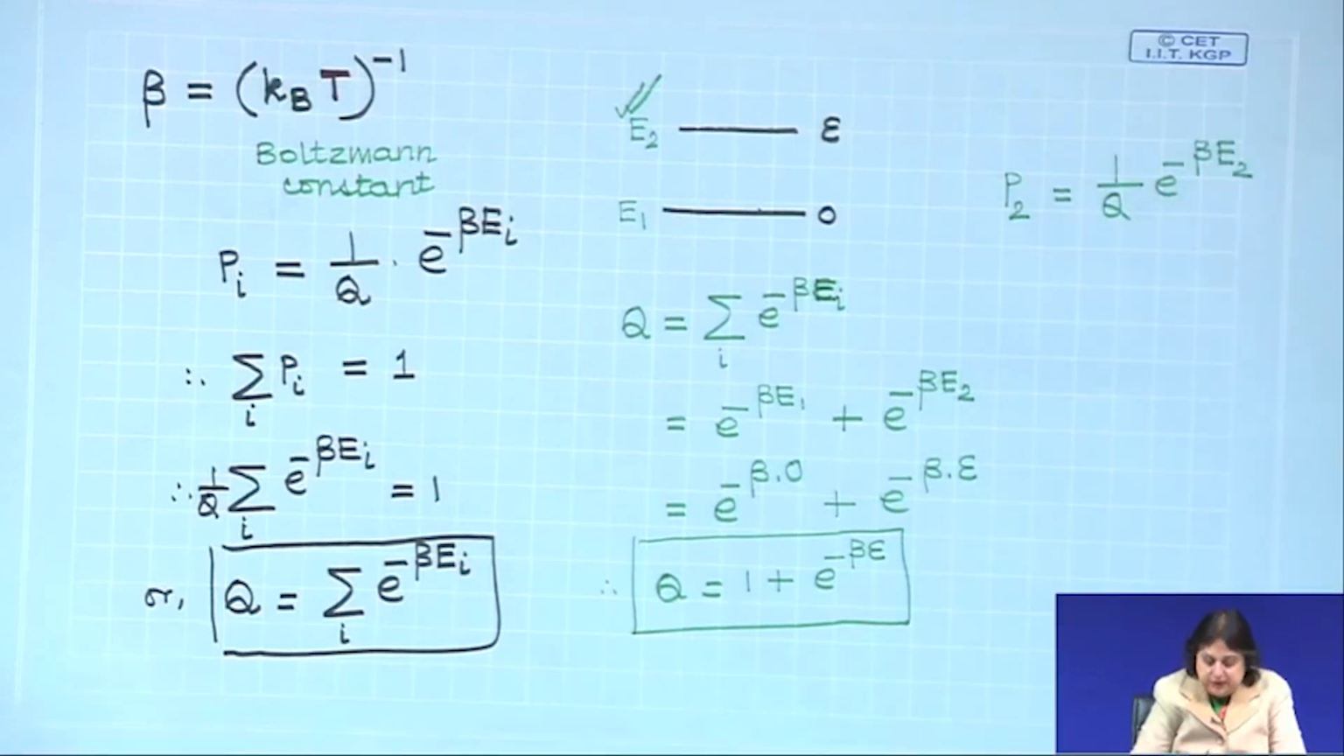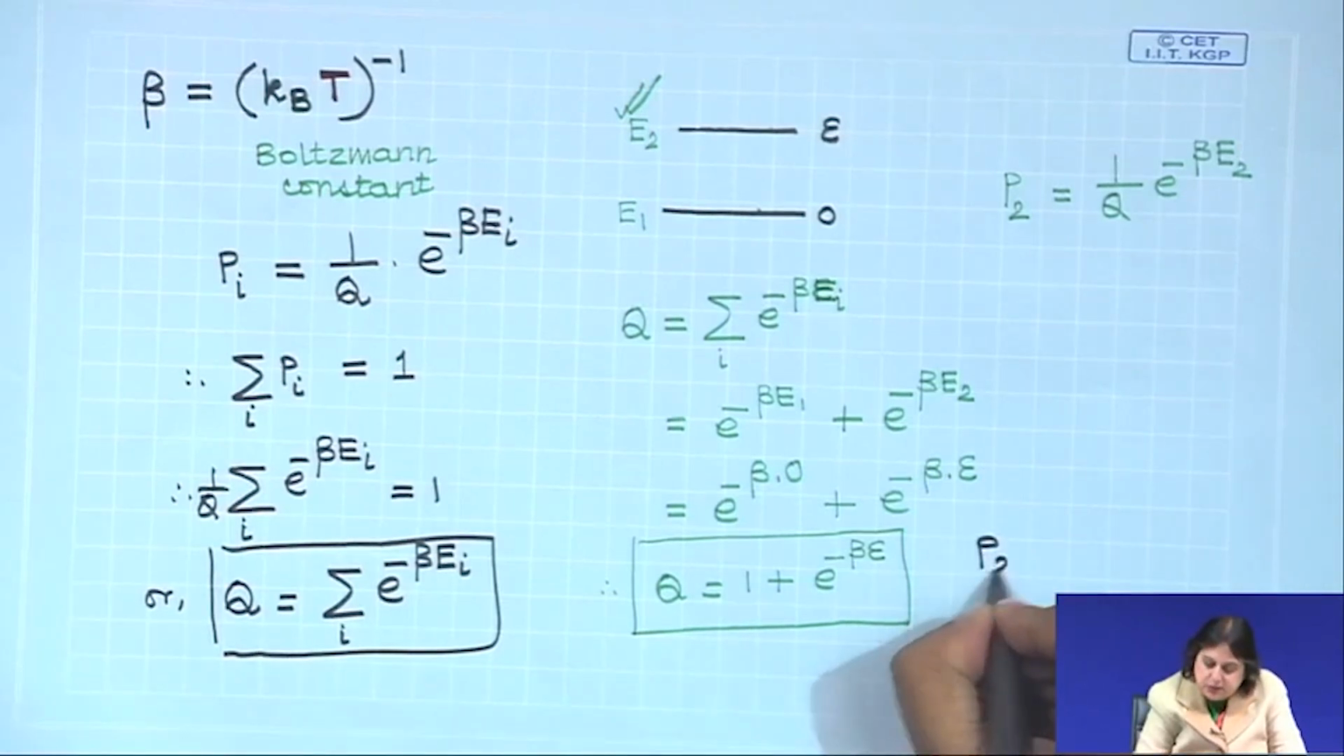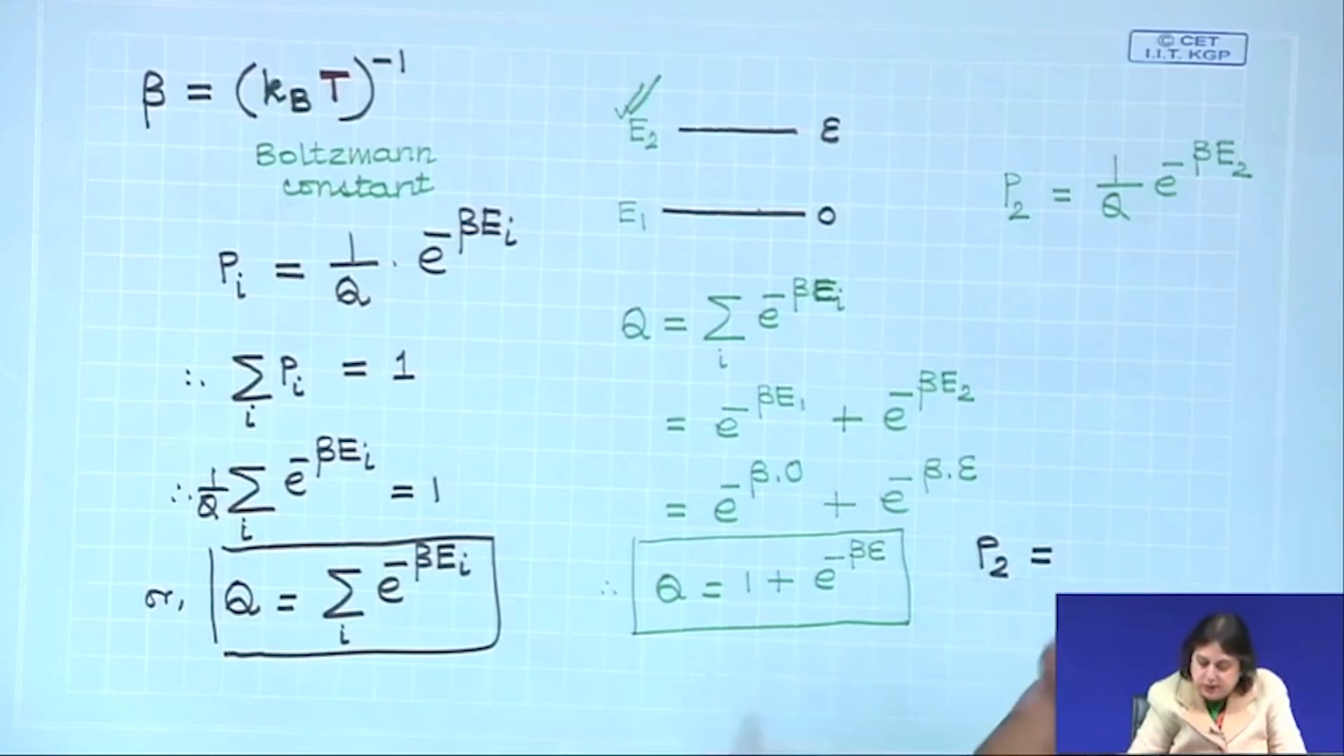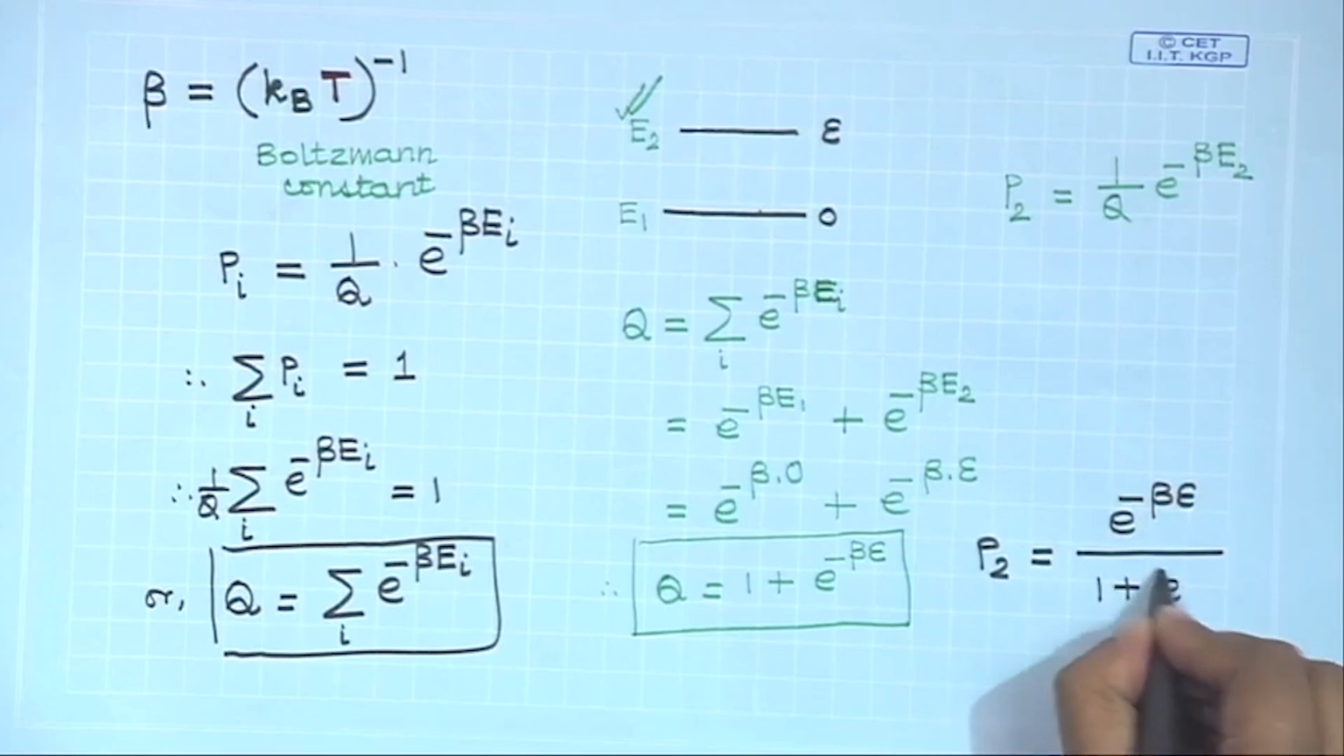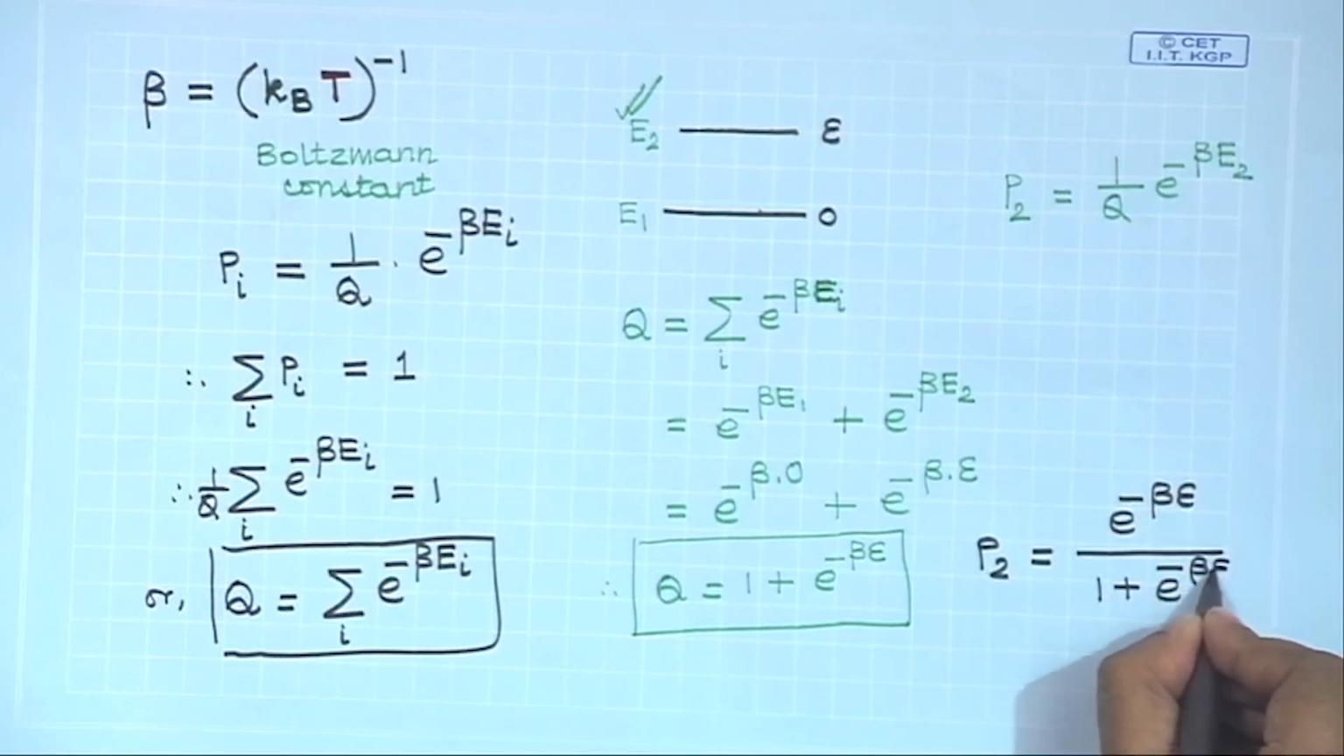So, if that is so, then I can very quickly write down that P2 is going to be equal to e to the power of minus beta epsilon divided by 1 plus e to the power of minus beta epsilon.